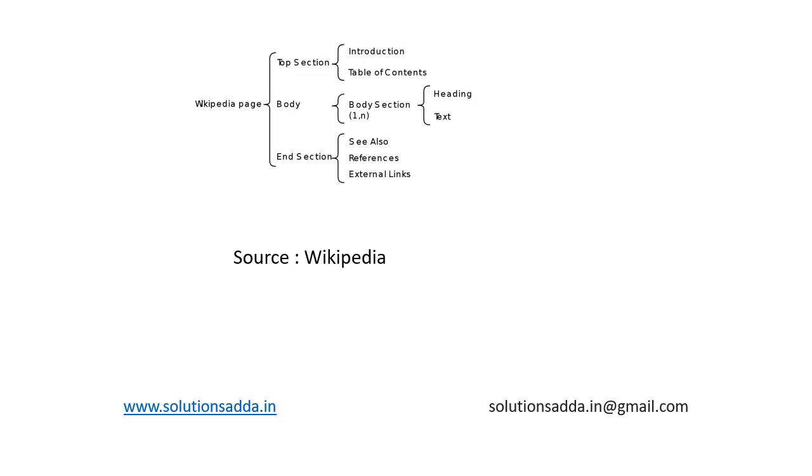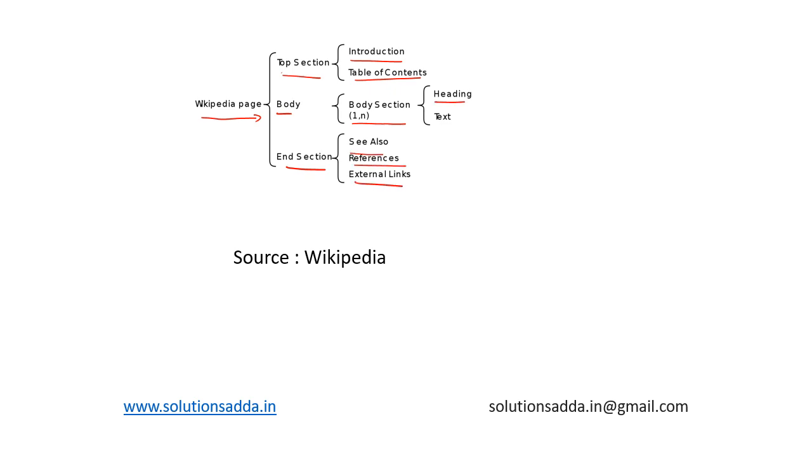So, this is just a sample example of a Warnier diagram taken from Wikipedia. In the initial Wikipedia page, we have different hierarchies. We can have top section, the body, and the end section. Within the top section, we have introduction, table of contents. Within the body, we have n number of sections. Then in the end section, we have see also, references, external links.